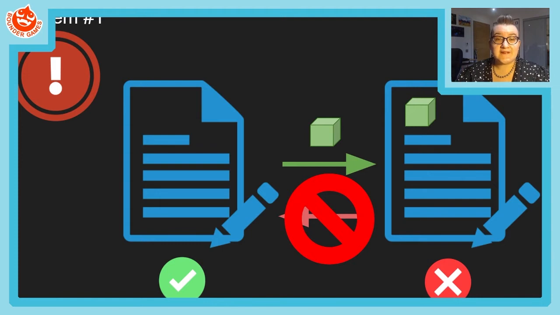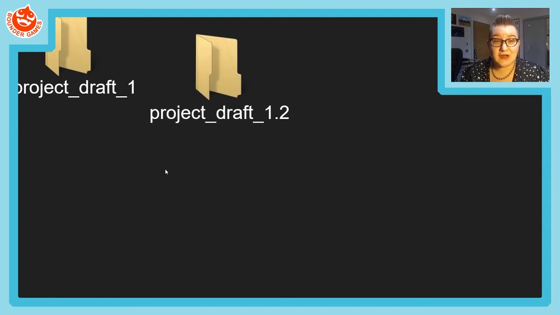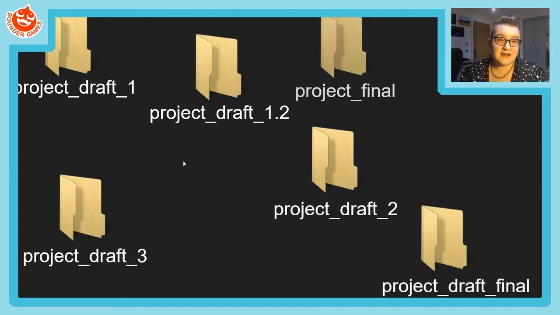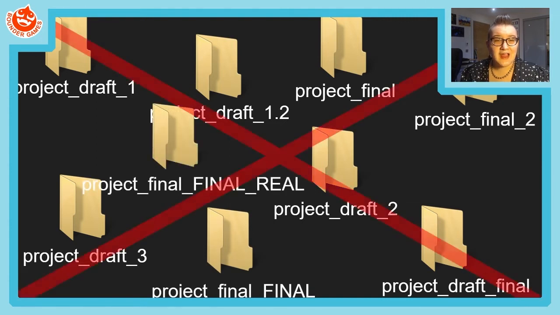Okay, so this is a really big problem in development because a lot of times developers change their mind partway through a project. Things change. So how do we solve this? Well, one thing I see students do a lot is to have a lot of different copies of your project, all named things like draft 1, draft 1.2, draft 2, final 2, final real, and so on.